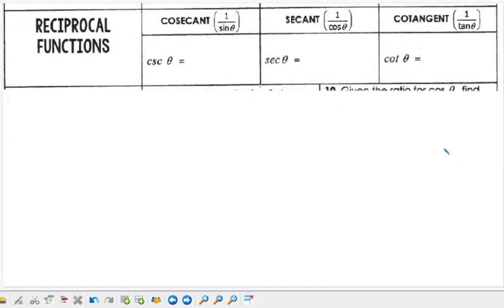So what you may not have talked about in geometry is the reciprocal functions. So cosecant, which is CSC, is the reciprocal of sine. It just means that we take sine and put it under 1. So if sine is opposite over hypotenuse, then the reciprocal would be hypotenuse over opposite. Secant is the reciprocal of cosine, so it would be hypotenuse over adjacent. And cotangent is the reciprocal of tangent, which would be adjacent over opposite. Okay?